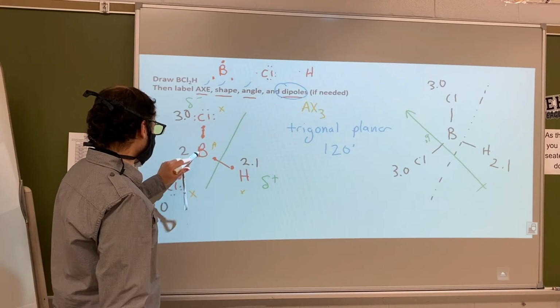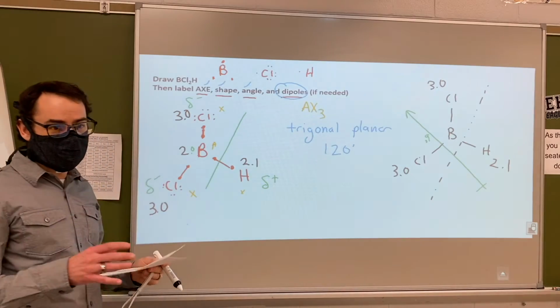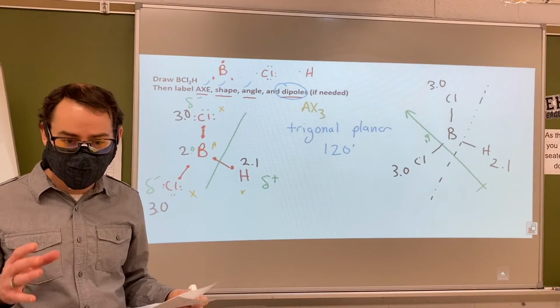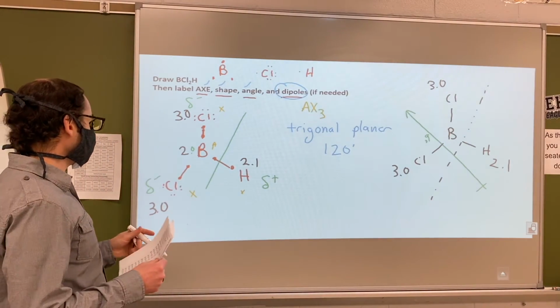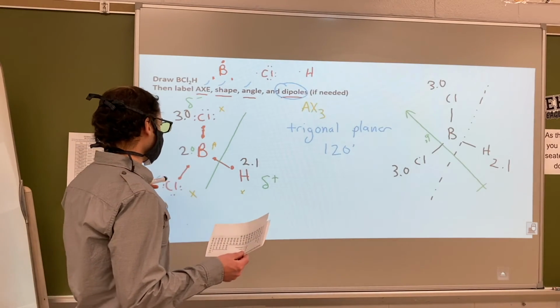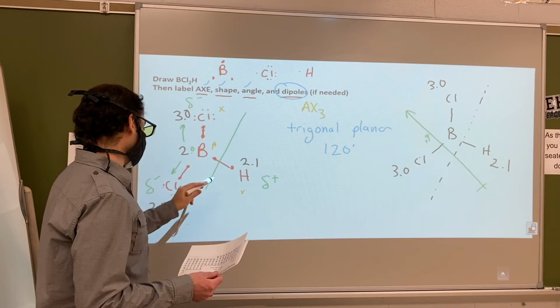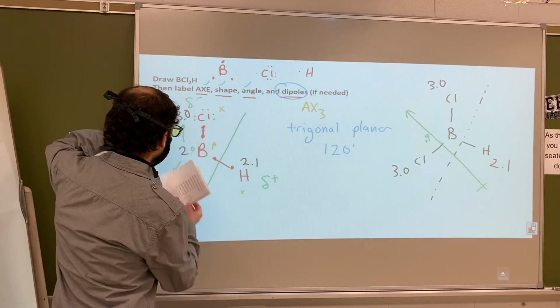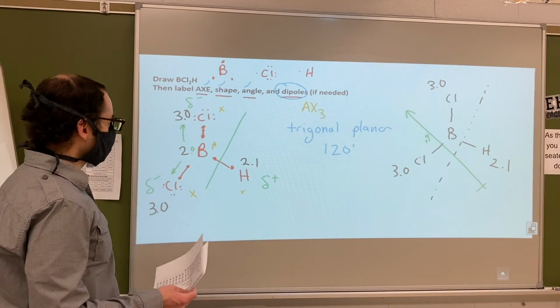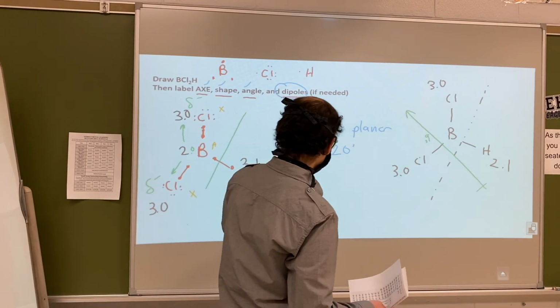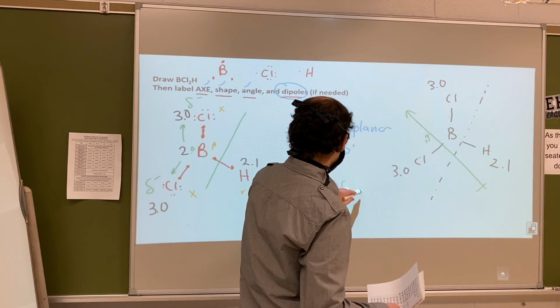Now, with this being in the center here, this 2.0, the center ones you can kind of ignore. You really want to focus on the outer ones. And even if you looked at the one in the center, it would still kind of work because, again, it's 1 going from the boron to the chlorine. So you're still going to have this pull towards the chlorines. Right? So that's going to give us a polar molecule.